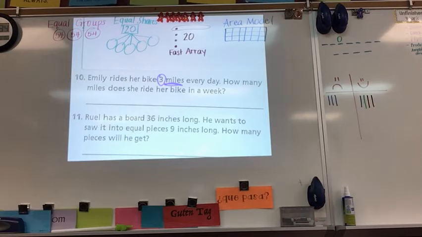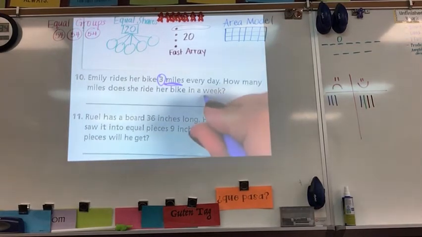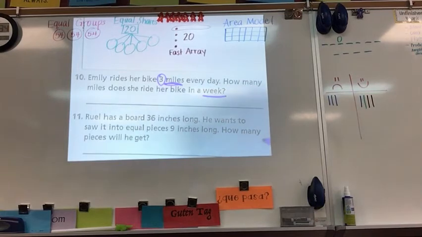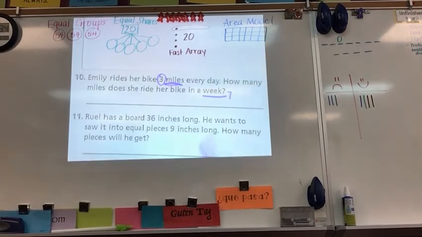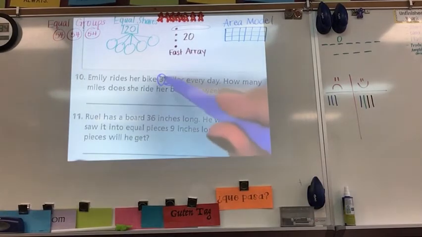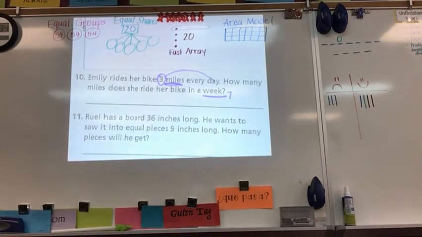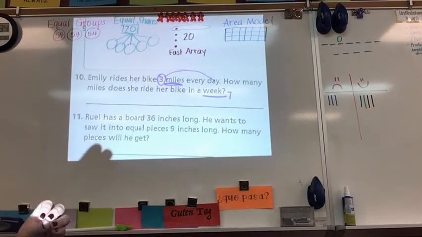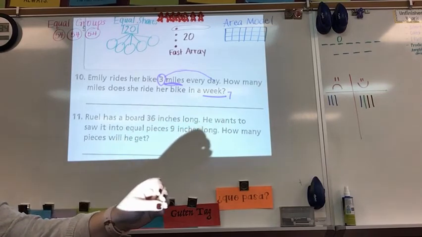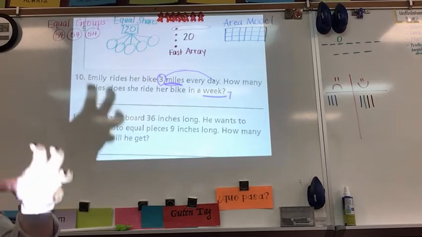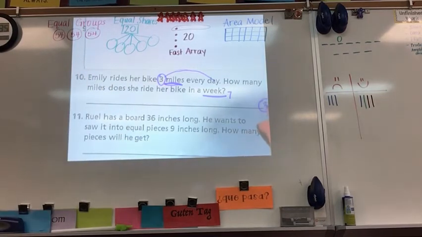Keegan? Week. How many days are in a week? 5. Oh, and not in a school day, not in a school week, but a full week. 7. So she rides her bike every single day for a week. If it's 3 miles per day, and there's 7 days, really we're going to have 7 groups of 3 miles. Like day 1 she rode 3 miles. Day 2 she rode 3 miles.